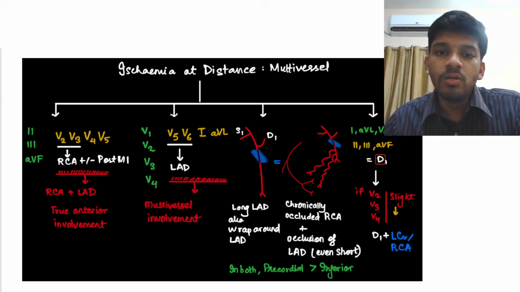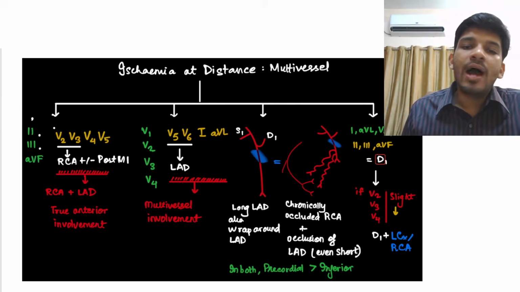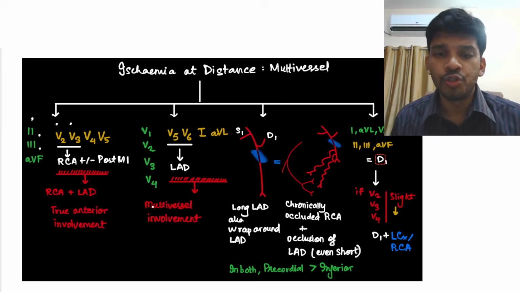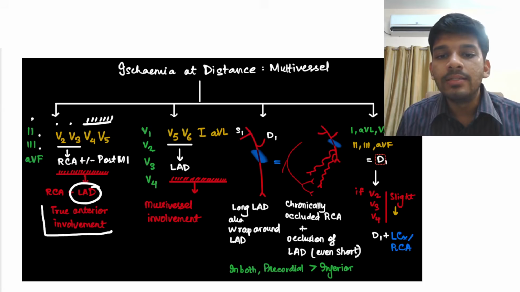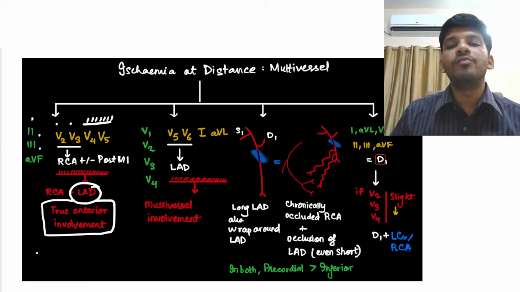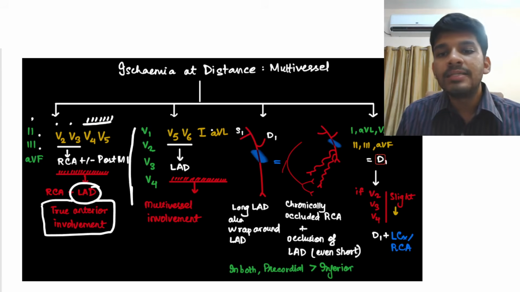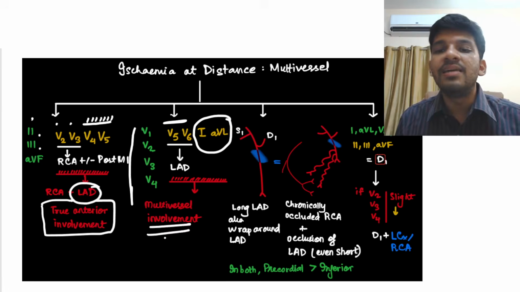So the first case that we were talking about, if you have 2, 3, AVF ST elevations, it is acceptable to have V2 and V3 ST depressions. So that will usually indicate a right coronary artery occlusion. But if the ST depressions extend up to V4, V5, that usually means the LAD is involved. There is true anterior involvement. So that is a sign of an NSTEMI of the LAD plus a STEMI of the RCA. Similarly, if there is ST elevation in the precordial leads, it is expected to have ST depressions in V5, V6. Okay, that means it is the left anterior descending. But even if the other lateral leads, that is 1 and AVL, have ST depressions, that signifies multi-vessel involvement.